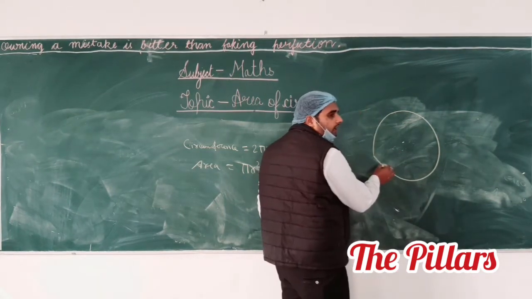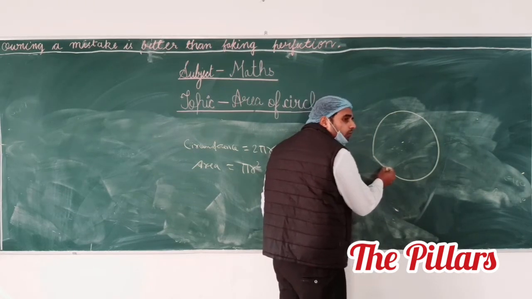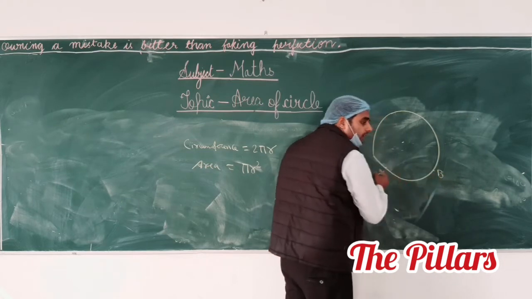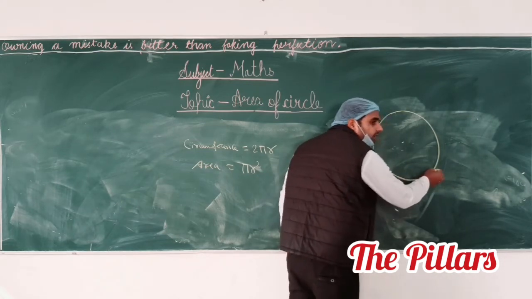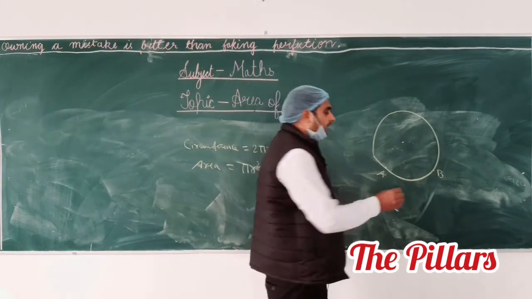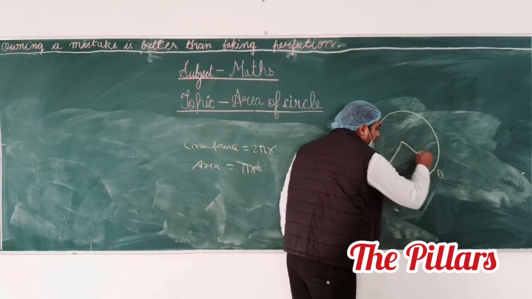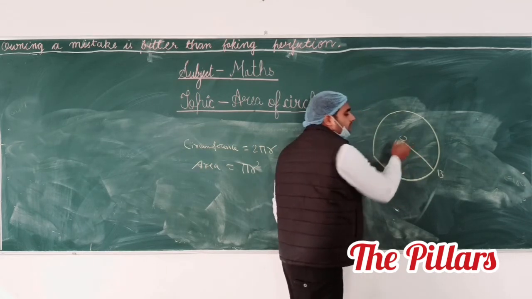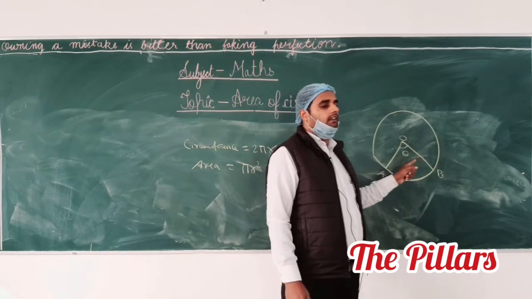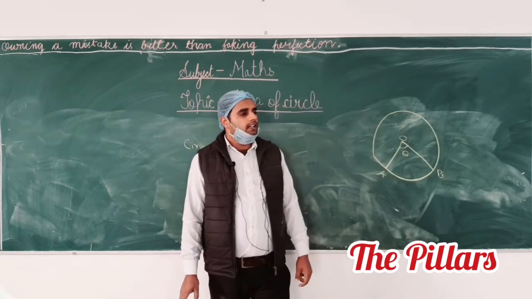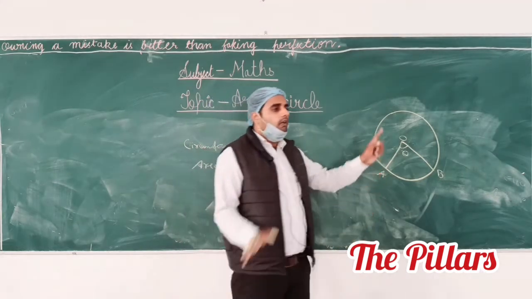This is said to be the center. Suppose you join two fixed points A and B. AB is an arc. First you discuss the central angle, the angle made by any arc at the center. Suppose this is angle theta. This is the central angle. The angle made by any arc at the center is said to be the central angle.